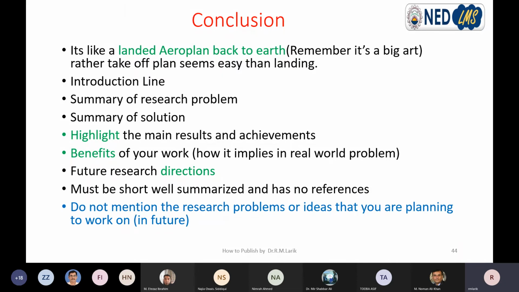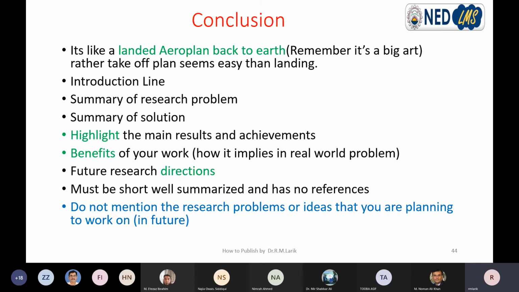Do not mention the research problems or ideas that you are planning, because you need to publish more in the future. So you do not need to mention the research problems or ideas which are in your mind. Keep them in your mind for future work, right? Please don't mention them in your conclusion, so that somebody cannot steal your idea.